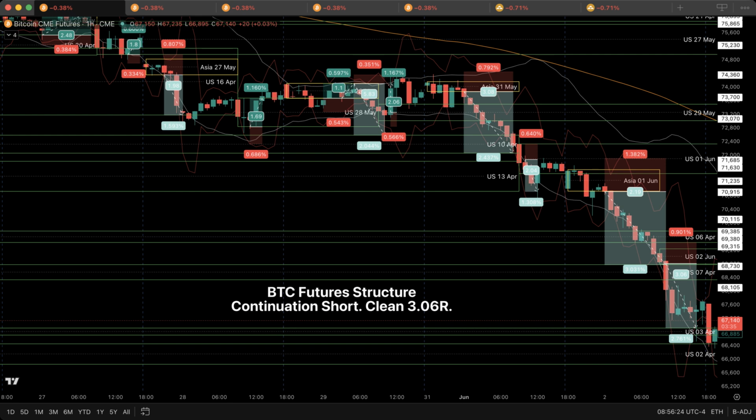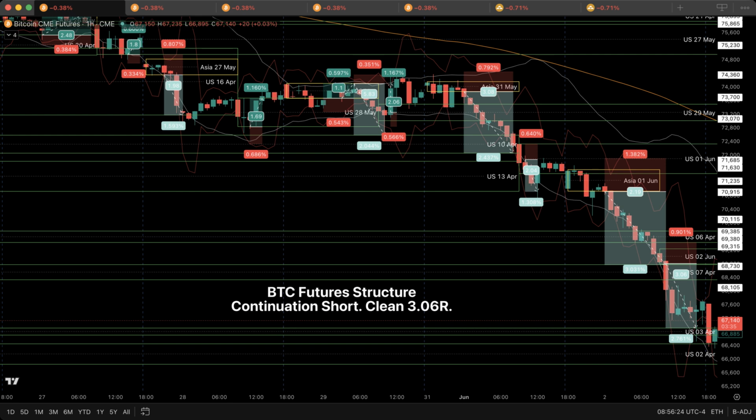The target is not a promise. It is a planned destination. Price reaches. It reacts. It holds or fails. The trader manages.